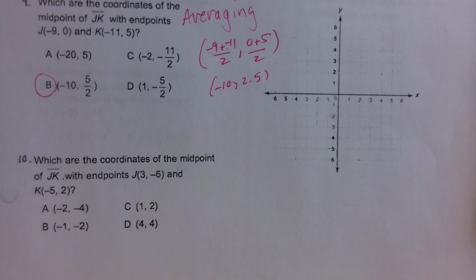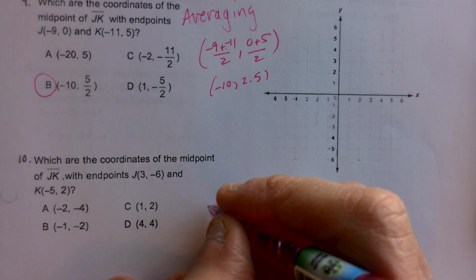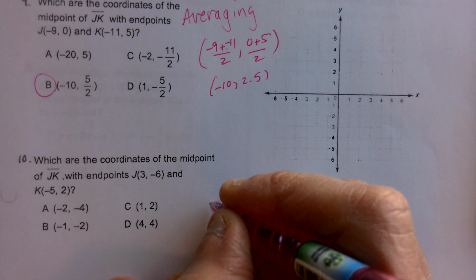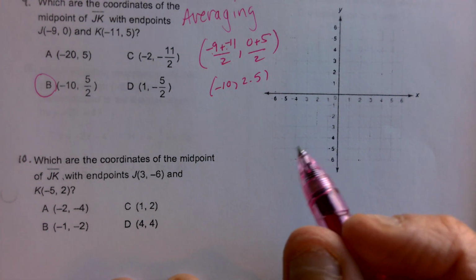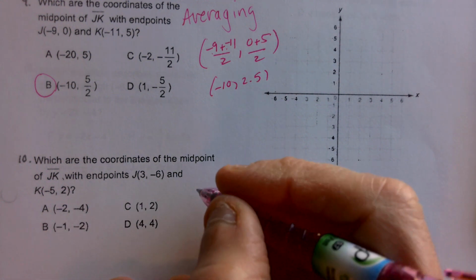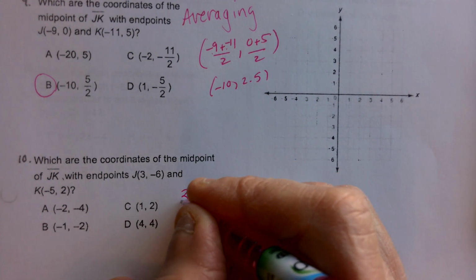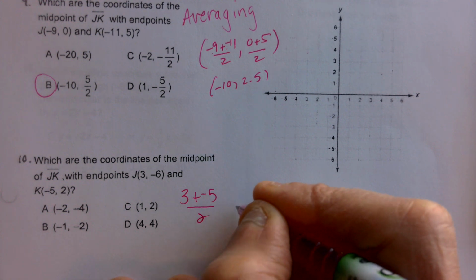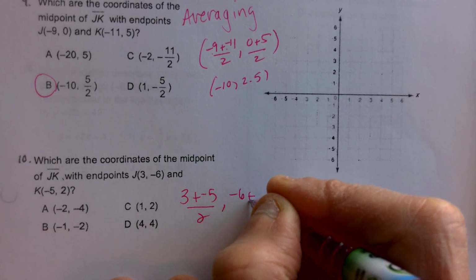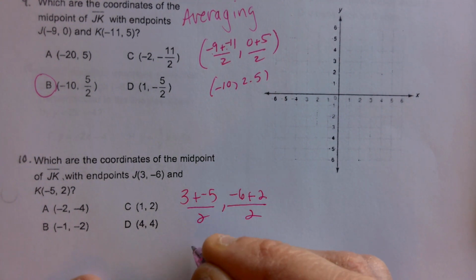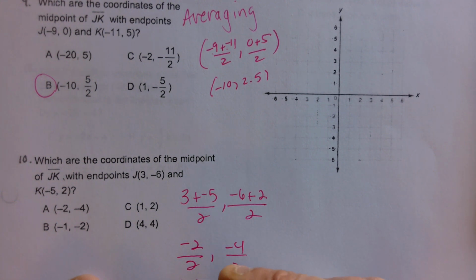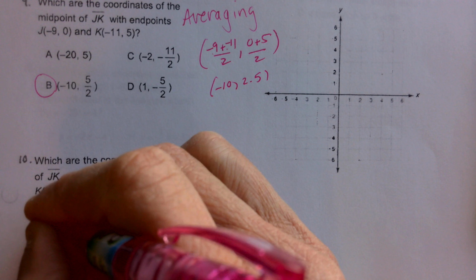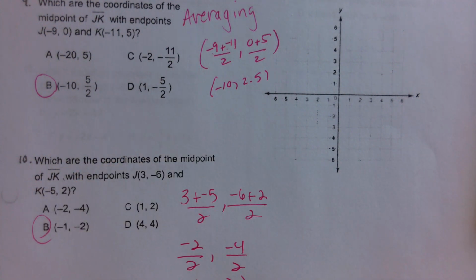Let's see. There we go. And what are the coordinates of the midpoint? Okay, so we're trying to find that midpoint. Oh, and it's another one like this? Oh, wow, that's easier, isn't it? So the endpoints are these, so we're going to do the same thing. 3 plus a -5 over 2, and -6 plus 2 over 2. -2 over 2, -4 over 2, that's -1, -2. So that would be B.